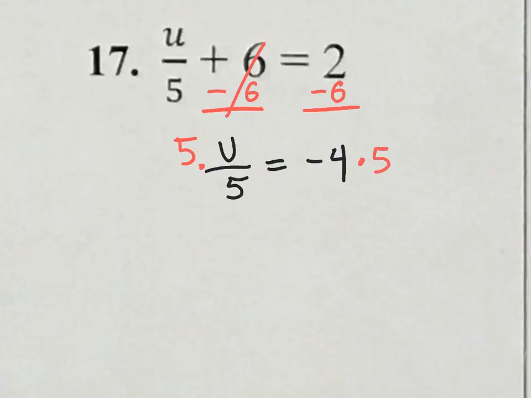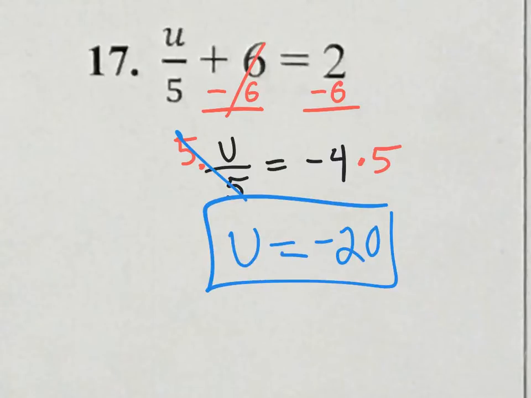What you do to one side, you do to the other. Multiply by 5. The 5s really do cancel. U comes down, equals, u equals, there you go, negative 20. There's your answer for number 17.